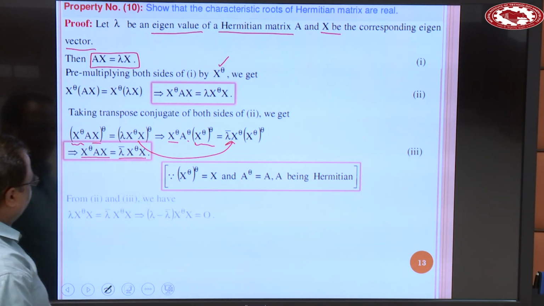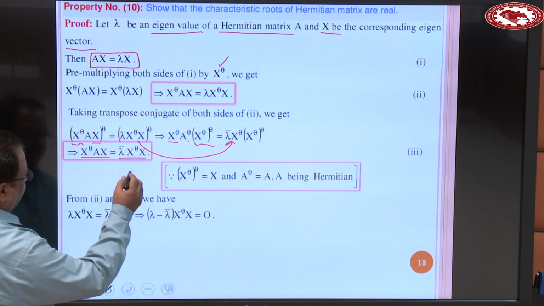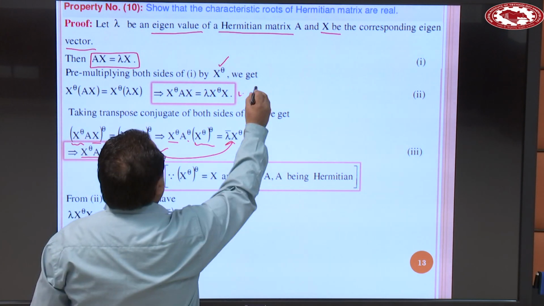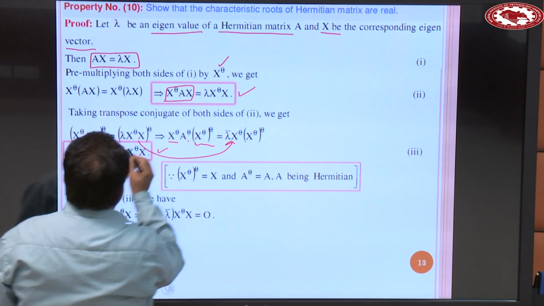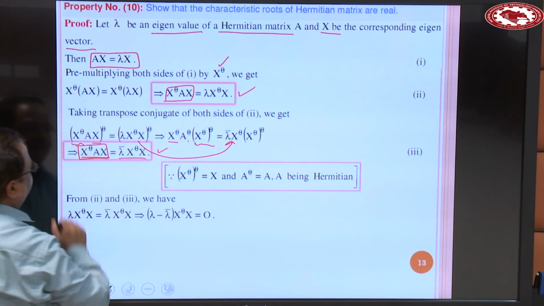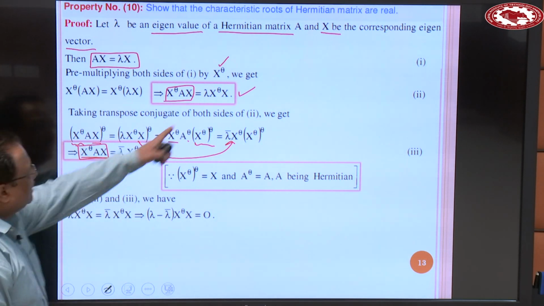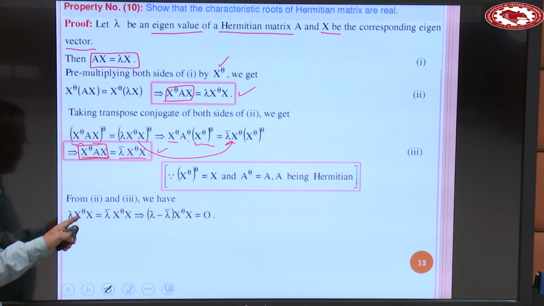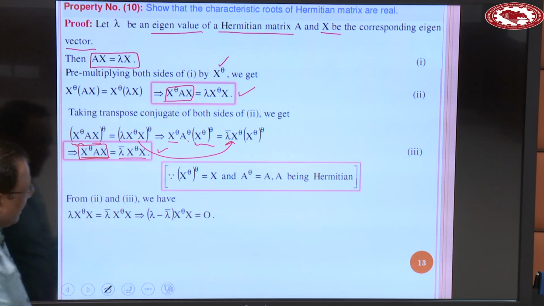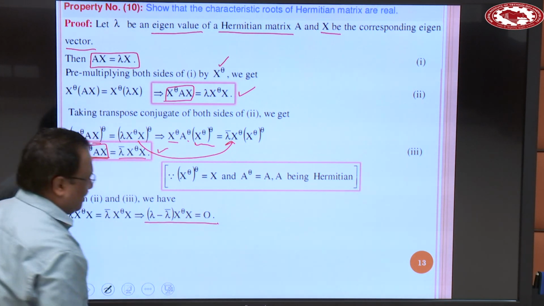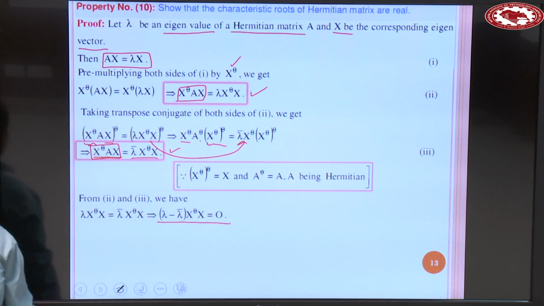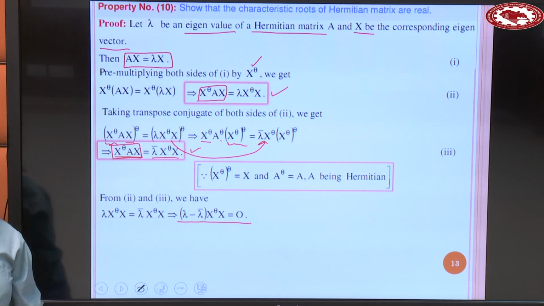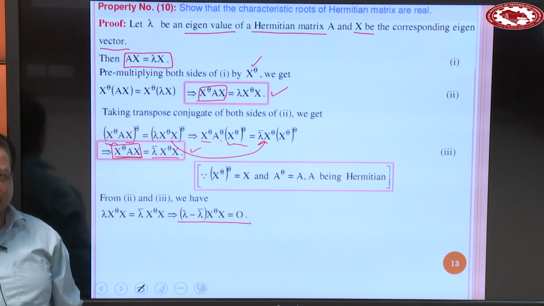Now from 2 and 3, this one is 3 and this one is 2. Now this x theta A x is equal to this x theta A x. Clear? This means this result equals this result. So lambda x theta x is equal to lambda bar x theta x, and that can be written this way. But x is not equal to O, so x theta x is not equal to the null matrix, right?